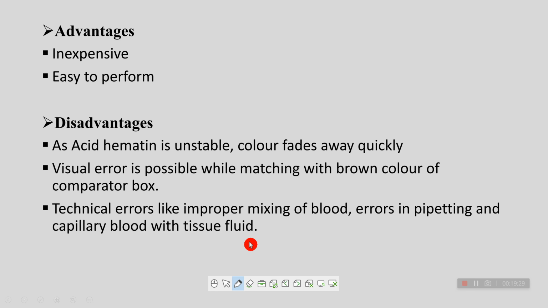Let's have a look at the advantages and disadvantages of this method. The advantages, first of all, it is inexpensive. It does not include high cost reagents or high cost technique. Second, it is easy to perform. It does not have a complex procedure. As well, there is one more advantage, that you can perform it anywhere. The kit is easy to handle and carry, so you can take the kit with you where you have to perform this test.